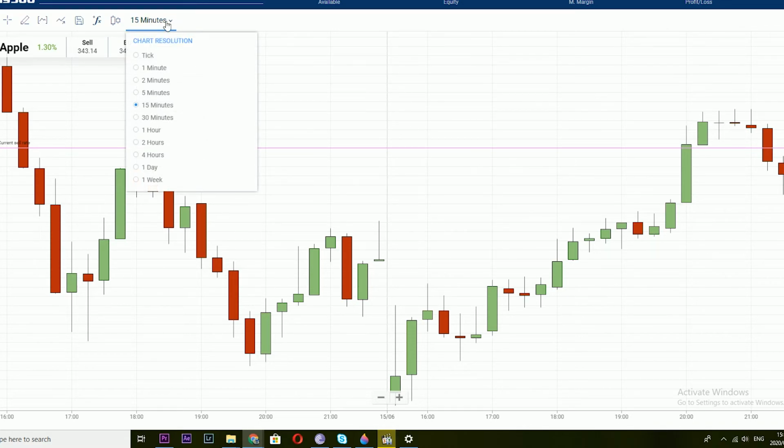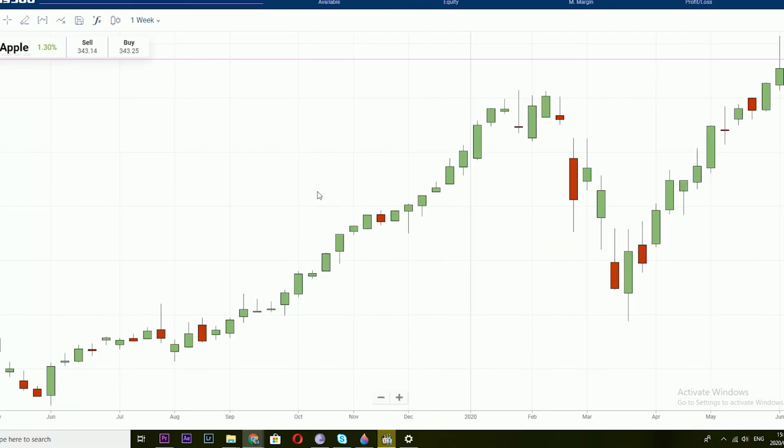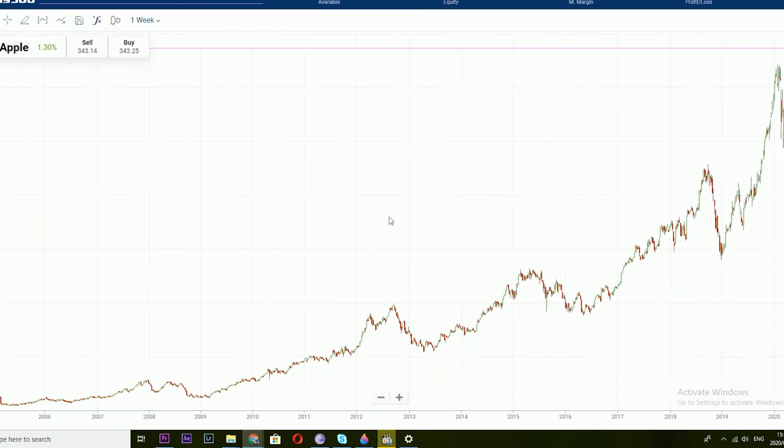So if we change this from 15 minutes to 1 week, and we have a look at the bigger picture, this is quite an amazing uptrend. As you can see, from 2005 we have had our gradual increases. Even though we had our dips, we always had higher lows, and we have our rallies up there. So this is what a long-term investor should look for, something that has a gradual increase over time, reducing the risk of the overall investment.